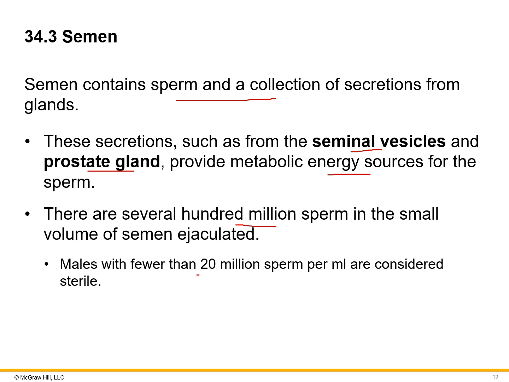Again, about 2 to 5 milliliters are typically released, but males with less than 20 million sperm per milliliter are considered sterile. Sterile doesn't mean that no sperm are being produced. It just means that sufficient amounts are not being produced.